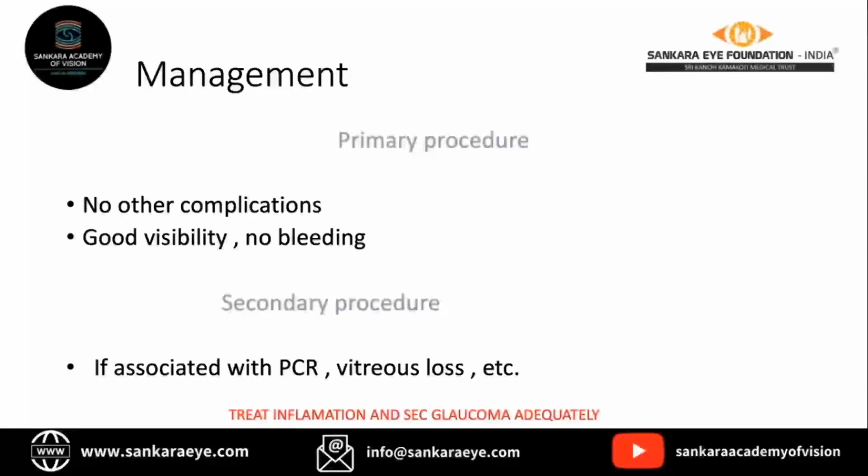Management depends on the situation. You can go ahead with the primary procedure if there are no complications and the visibility is good, there is no bleeding, the cornea is clear, and you are able to do the nucleus delivery, implant the IOL, and in the same sitting you can repair the iridodialysis. Suppose you have other complications along with iridodialysis like PCR, vitreous loss, it is better to wait for some time. During that situation, do a good anterior vitrectomy and make sure there are no vitreous strands near the tunnel or the side port, and close it, and you can take it up as a secondary procedure. During that waiting period, you have to adequately treat the inflammation and secondary glaucoma.